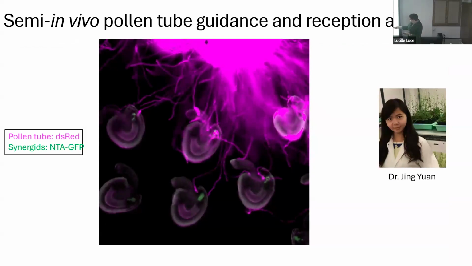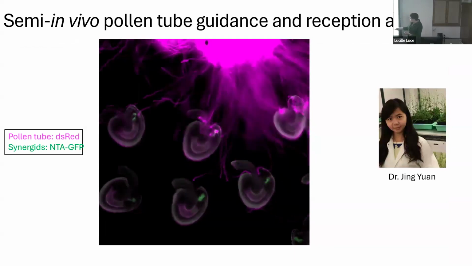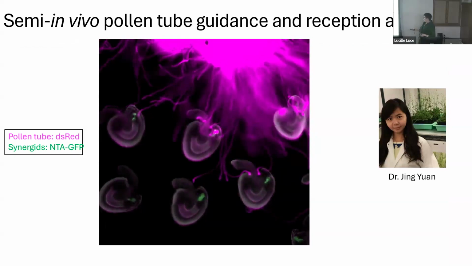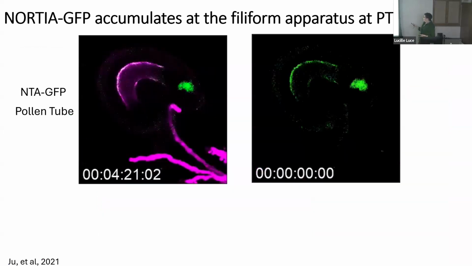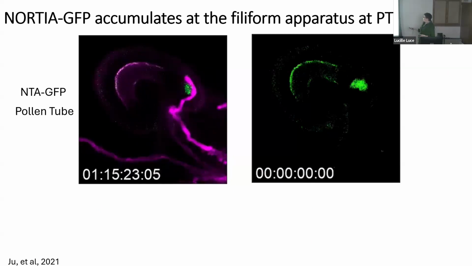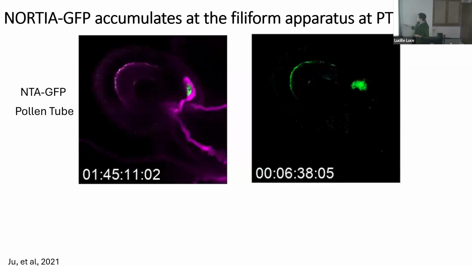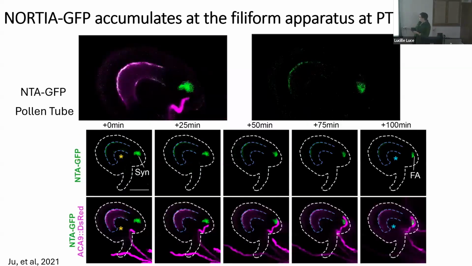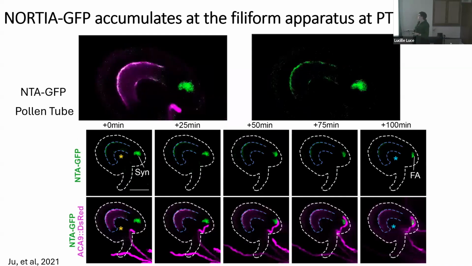So here's a live movie of this, and if you watch this ovule right here, we can see when the pollen tube approaches, we see a shift in the GFP signal. So that was exciting, but we didn't know if that was a cause or a consequence. And so Jing, my former PhD student, did a lot of live imaging. So we have a DsRed labeled pollen tube, and then we have Nordia-GFP. And I hope you can be convinced that we see a shift in the signal. We can look at time here, and we see that this starts to happen as soon as the pollen tube makes contact. It arrives at the synergids.